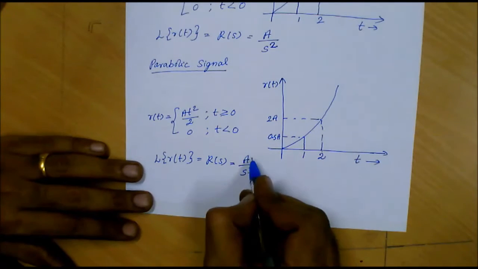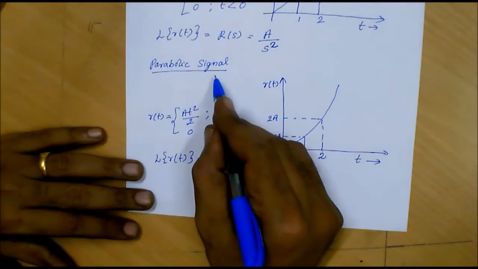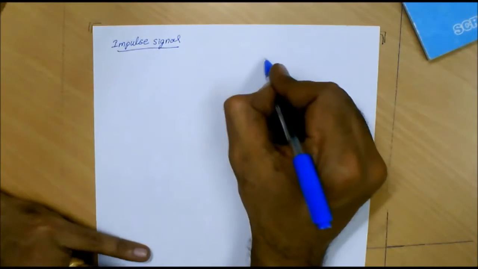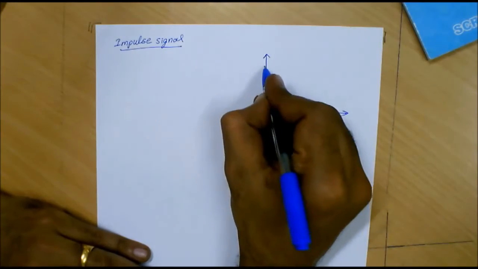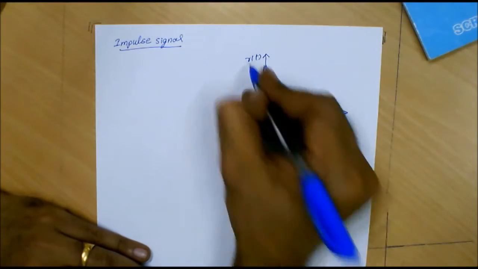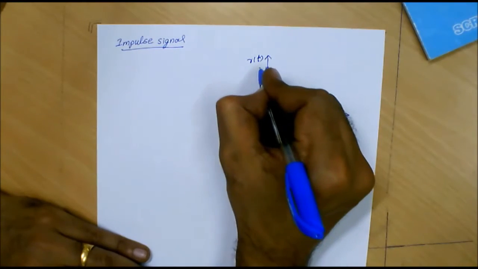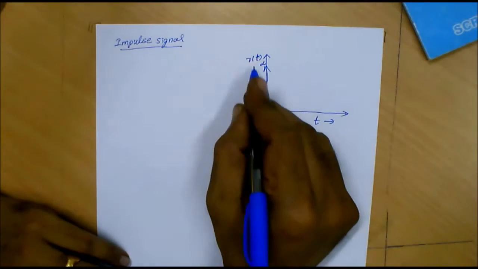So this will be useful to find the time response of the system for parabolic input signal. Next, let us see impulse signal. The response of the impulse signal will look like this. At time t is equal to 0, the value of r of t reaches infinity. For all other values of t, the r of t value will be 0.